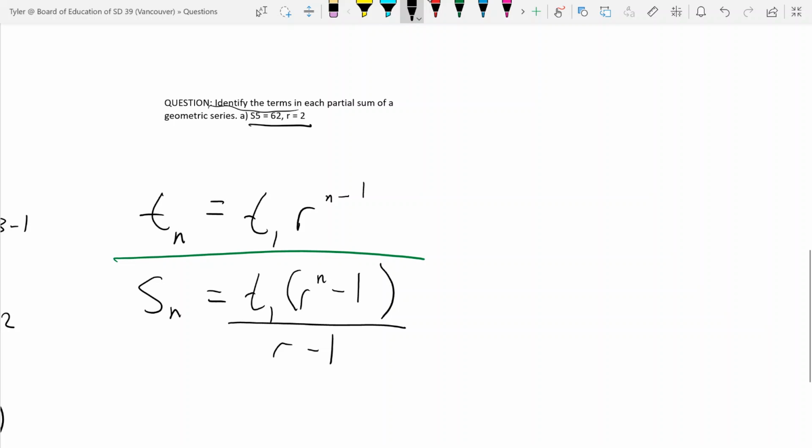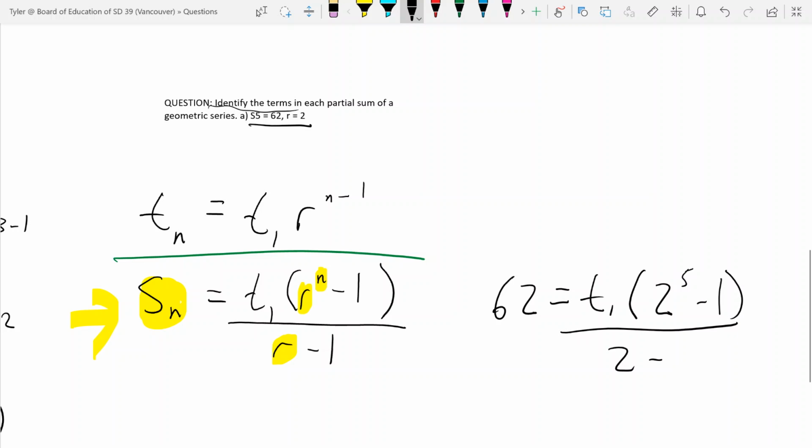It gave me S5, so I know I'm going to be using a sum formula. So I have the sum, good, and I have R, I have n, because I know it's 5, but I don't have T1, but I have the rest. So I could just use this formula and do it, and it would be okay. So let's sub our information into this second formula and find the answer. So I have 62 equals T1, I don't know that yet. R is going to be 2, so (2 to the power of 5 minus 1) over (2 minus 1).